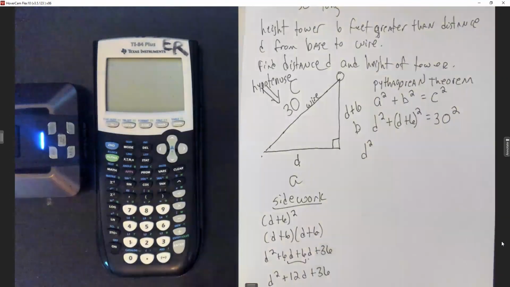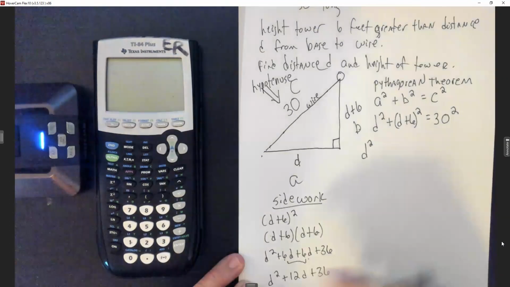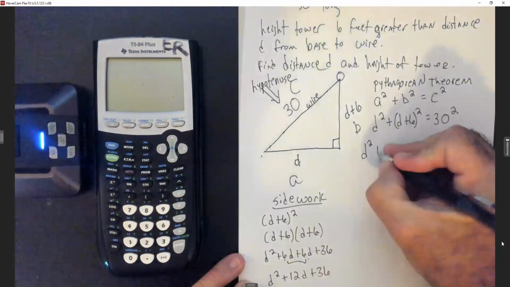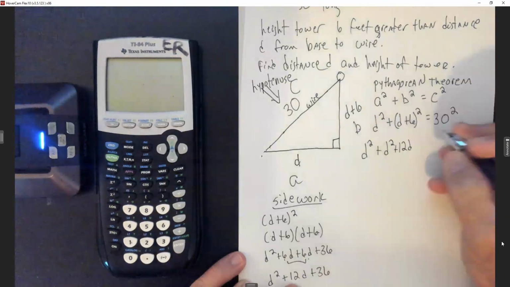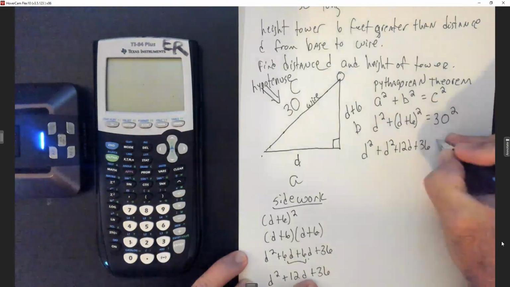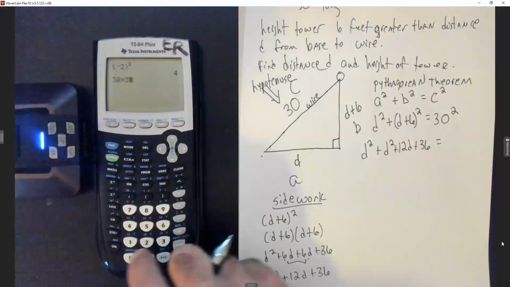I'm now going to replace the D plus 6 squared with what I got here. So that'll be D squared plus 12D plus 36. And then over here, 30 squared would be 30 times 30, which should be 900.